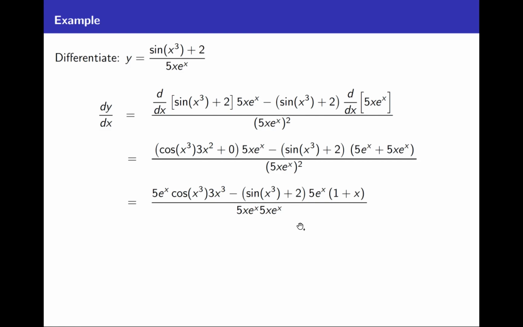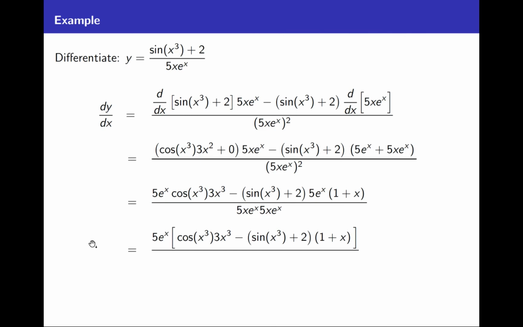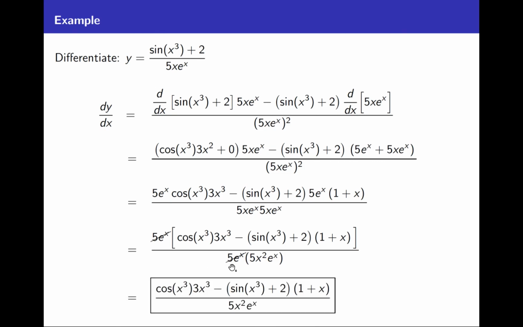And let's take stock of what we have here. Notice that in the two terms on the top, we have a 5 e to the x, and we also have a 5 e to the x on the bottom. So there's a little bit of cancellation we could do if we so chose. We could factor a 5 e to the x out of the top, and we get 5 e to the x times all of that. And on the bottom, let's factor a 5 e to the x out of all of this. And now the 5 e to the x's cancel. And we get a slight simplification. Here's our answer.